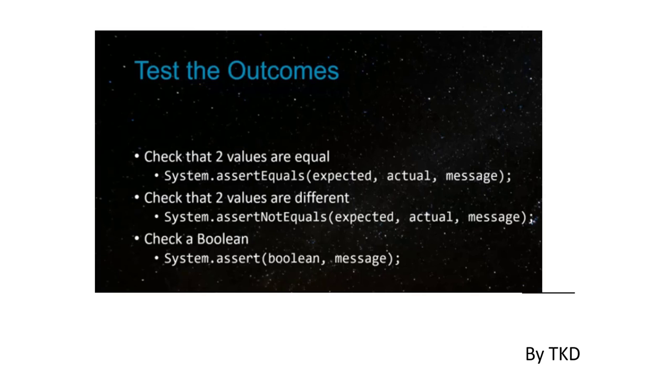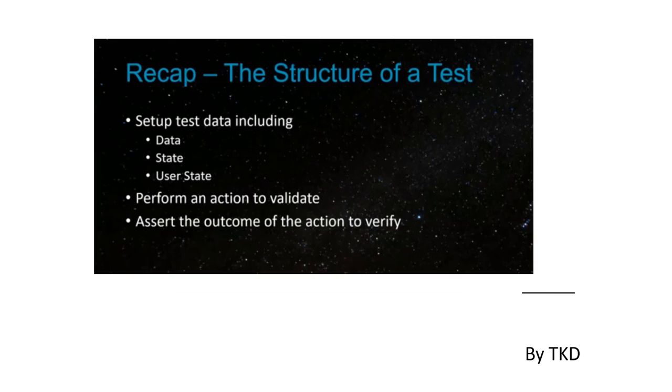System.assertNotEquals does a similar thing, but it checks that two values are different. And finally System.assert takes a boolean, which we all know is about true and false, so it will throw a message if the condition is not true.